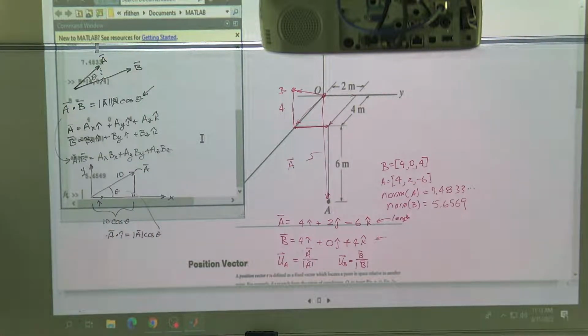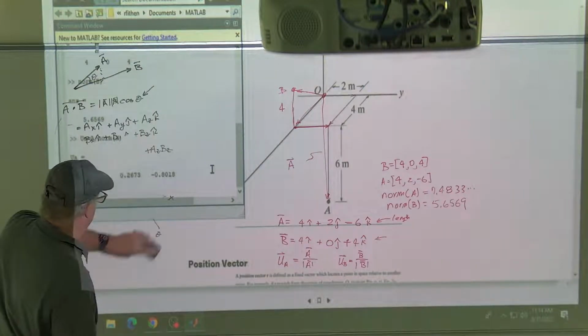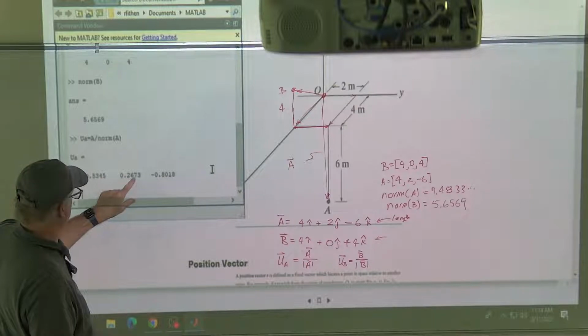So let me do that on the computer real quick, and I'll show you something interesting. Let's see. So I'm going to call them u sub a is equal to A divided by the norm of A. Okay, so there's my unit vector for A. As you can see, it doesn't end up being just these clear, concise numbers. There's nothing that's integer here. It's 0.5345, 0.26, and there's more digits.